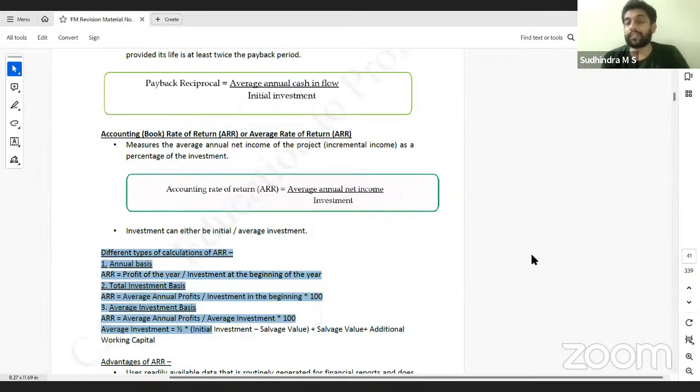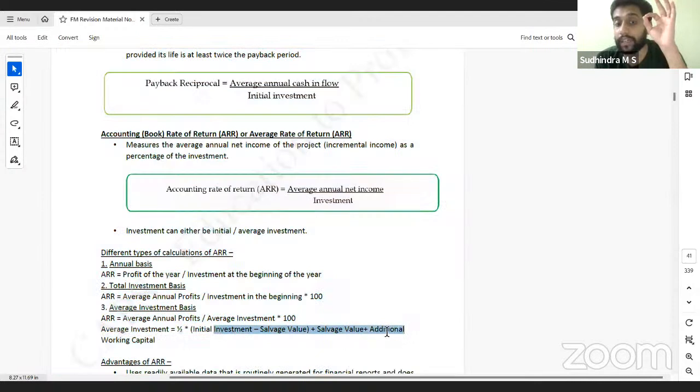So we have to understand first what the requirement is, whether it's annual, total or average. Average investment can be followed only if the required information is given. If the required information is given and they have not specifically said which method to follow, we go with average investment basis. If required investment information is not given, then total investment basis. If they have not given average annual profits, only this year's profit, then we go with annual basis for the purpose of calculating ARR.